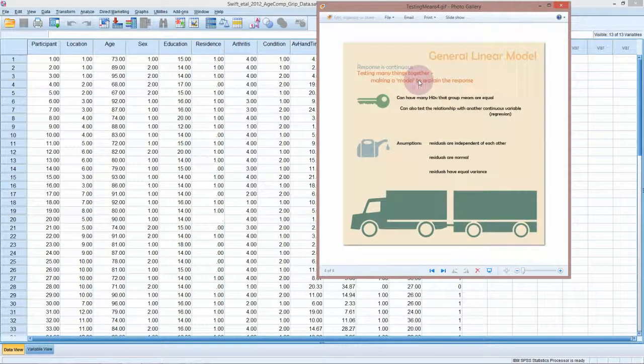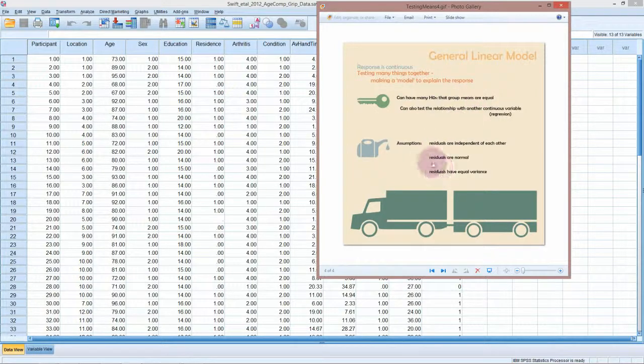We're trying to make a complicated picture to explain the response. We can have lots of H-naughts, there can be many hypotheses all together. We can also test the relationship of our response variable with another continuous variable, so we would be including the regression inside the model along with the analysis of variance or the tests of means in here.